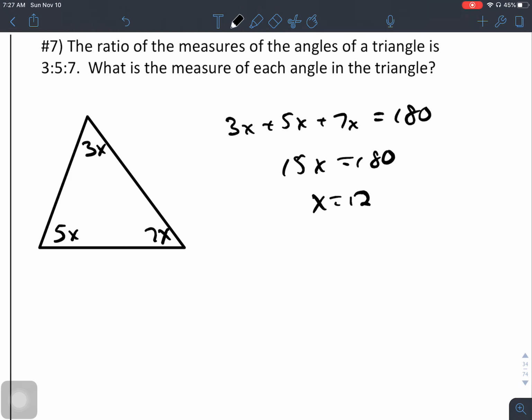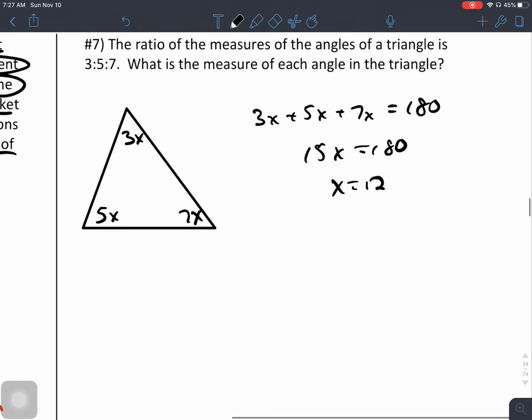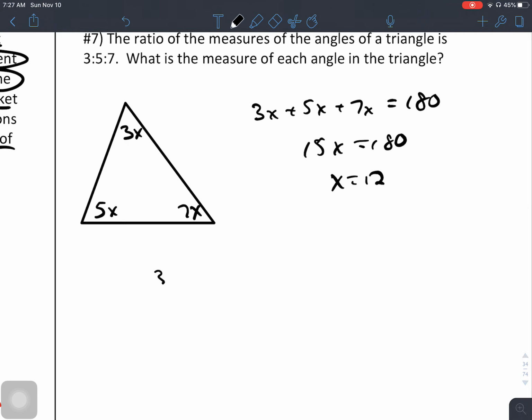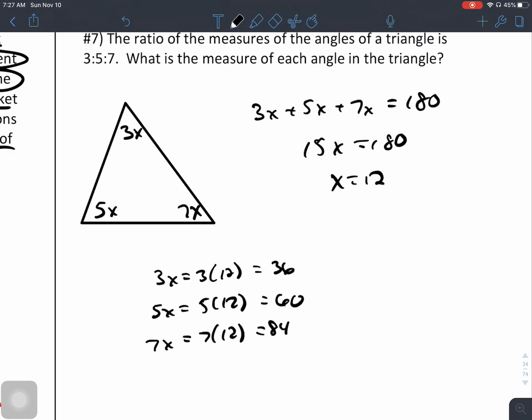Once again, what does x equals 12 mean? It means the triangle we're looking for is 12 times bigger than the 3, 5, 7 triangle. What's the measure of each angle? Well, one of the angles we're saying is 3x. That's 3 times 12, that's 36. Another angle is 5 times x. That's 5 times 12, which is 60. The other one is 7 times x, which is 7 times 12, which is 84.